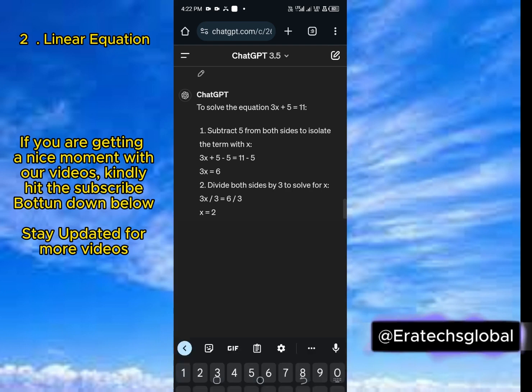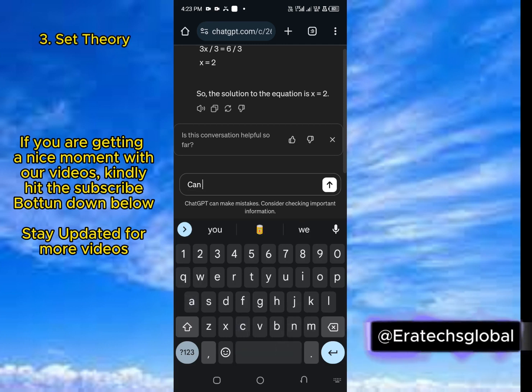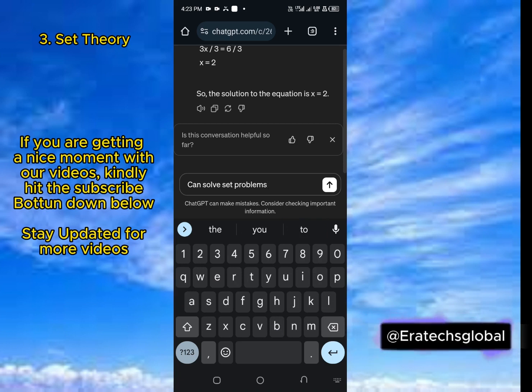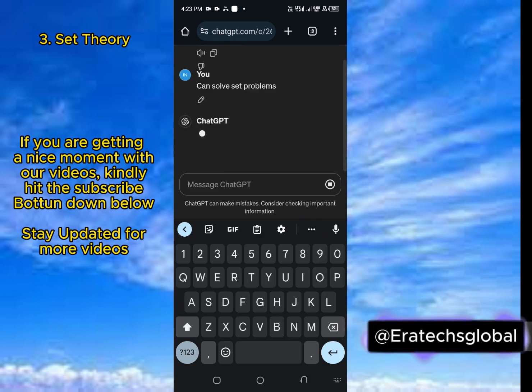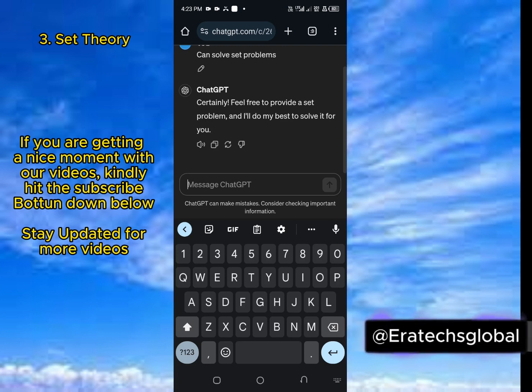Now can we just proceed to another mathematics problem automatically? Let's go into sets. Can we solve set problems? Certainly, feel free to provide a set problem and I'll do my best to solve it.